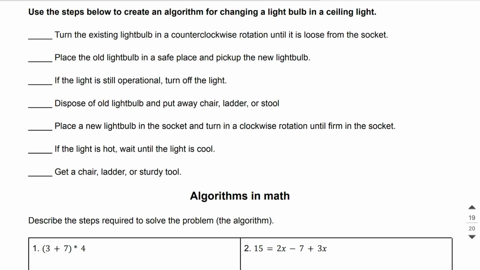So, hopefully, you may have said that step one is to check to make sure that the light is off. If the light is still on, we're going to turn off the light. Then once we turn off the light, we have to make sure that if it's hot, it's cool enough for us to be able to change the light. So step two is to wait until the light is cool enough for us. Then after that, we need to be able to get up and reach the light. So step three is to get a chair, a ladder, or a sturdy tool.